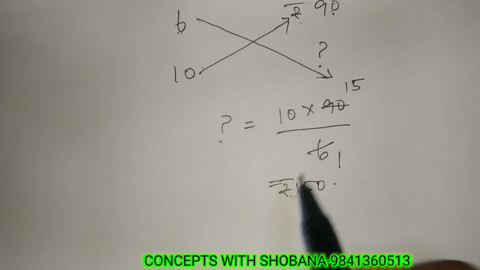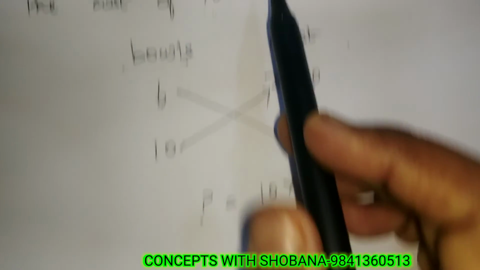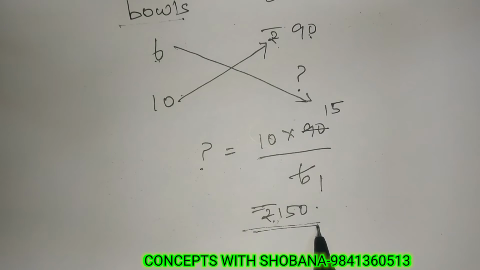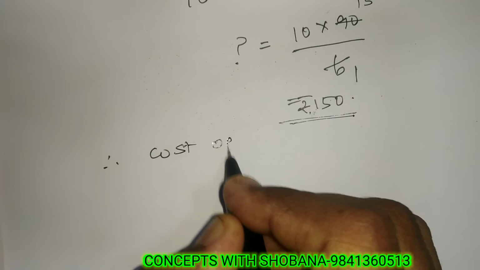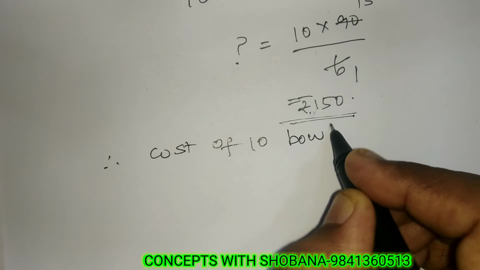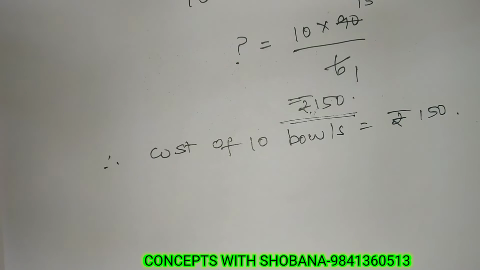How do we write the unit now? Here the cost is always represented in rupees. Since it is rupees 90, we will use rupees as the unit for 150. So complete the answer: cost of 10 bowls is equal to rupees 150. It's as simple as that. Hope you understood. We'll go to the next question.